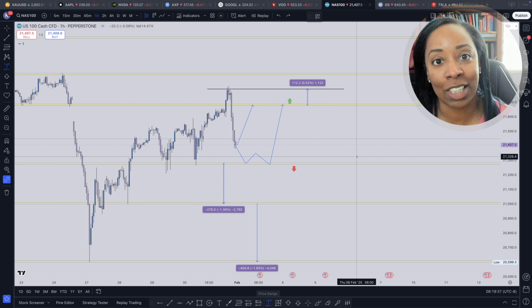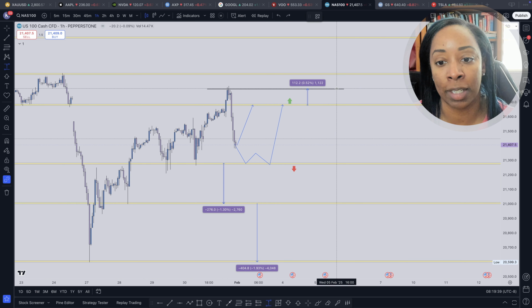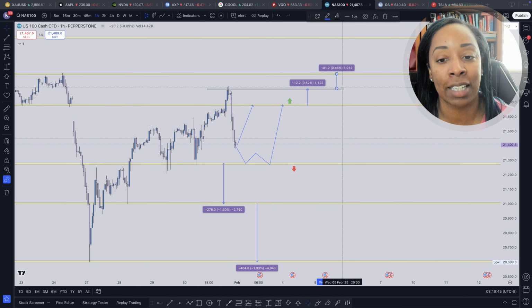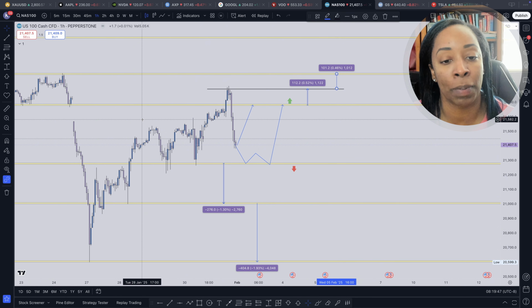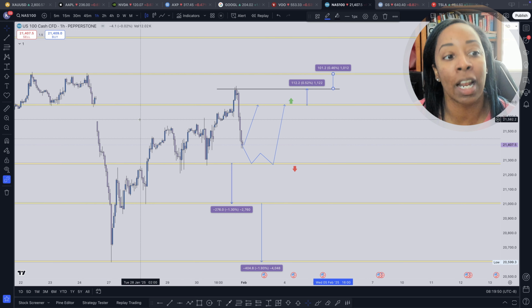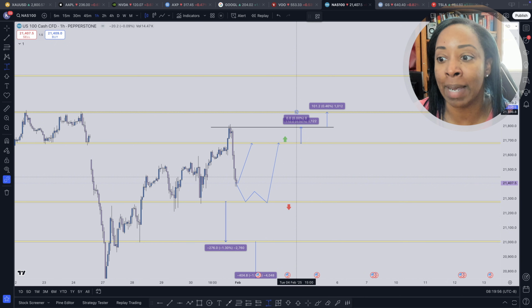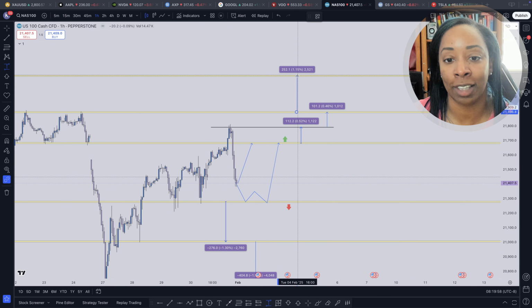And then my secondary target would be from this same level all the way to here. This is also 100 points inside of the market. So definitely a really nice trade depending on how you trade NAS100. And of course, if price was to continue to push up even further, of course, that would be amazing. And I would target this level right here.